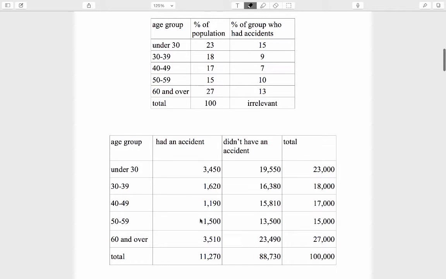When you fill in the rest of the entries in this table to see the breakdown of our ideal data set of 100,000 drivers, these are the results. So where did this 1,190 come from? This is 7%, so 0.07 times 17,000, the 17,000 people who are in this age group. That equals the 1,190 people who are both in the age group and had an accident. That means that the remaining 93% of 17,000 people equals 15,810 people. Those drivers are in the 40 to 49 age group and didn't have an accident.